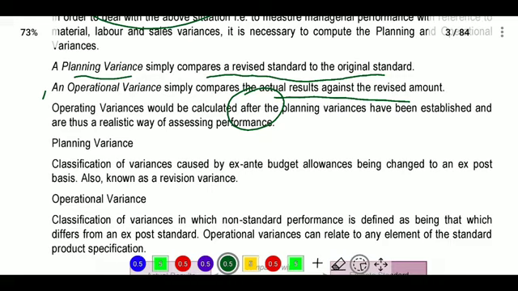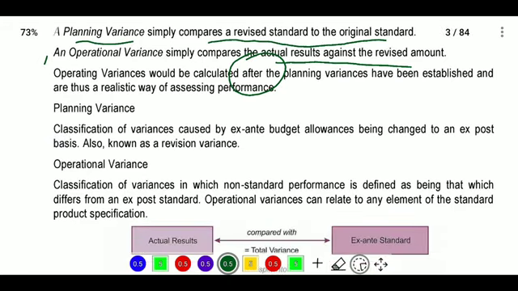Planning variance means simply comparing the revised standard to the original standard, and operating variance means simply the actual results. What is the actual result? What is the revised amount? Operating variances would be calculated after planning variances have been established, and that's a realistic way of assessing performance.